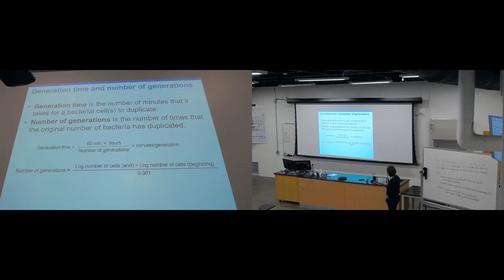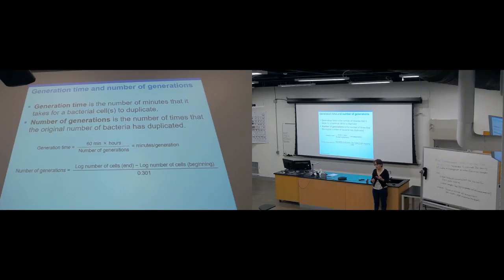So what is generation time? It's the number of minutes that it takes for a bacterial cell to duplicate. Most bacteria have a generation time of 20 minutes. Some take longer to divide, like Mycobacterium tuberculosis, but for instance, E. coli, the average time of replication, or generation time, is 20 minutes.